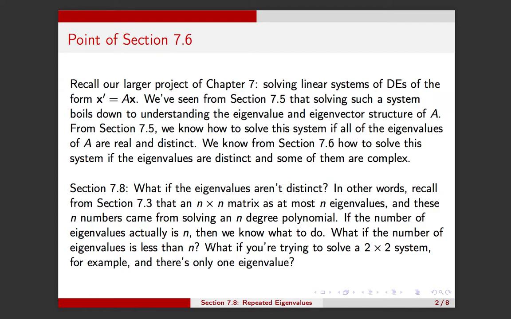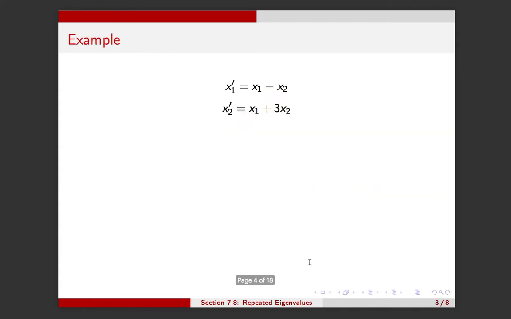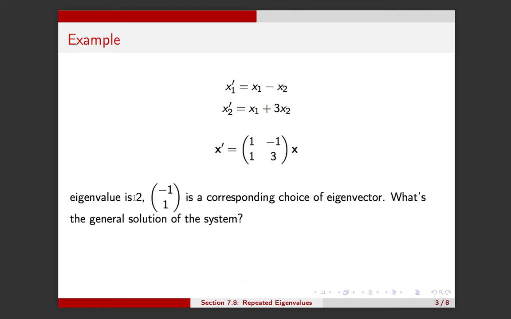So the question for this section is, what if you're trying to solve a 2 by 2 system and there's only one eigenvalue? Here's an example like that. If you start without matrix notation and then make the translation, here it is. The eigenvalues of that matrix are 2 and also 2. 2 is repeated, and there's a corresponding choice of eigenvector. So how do you solve this system?